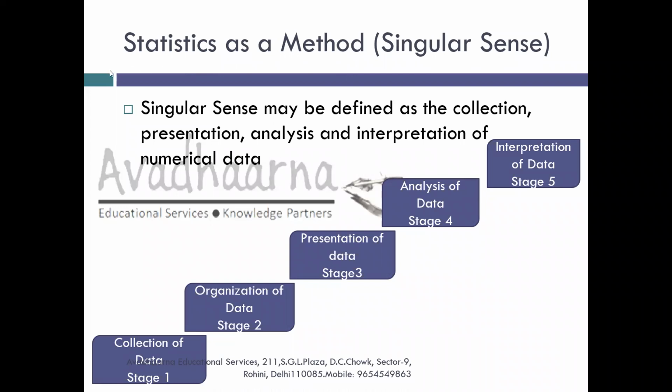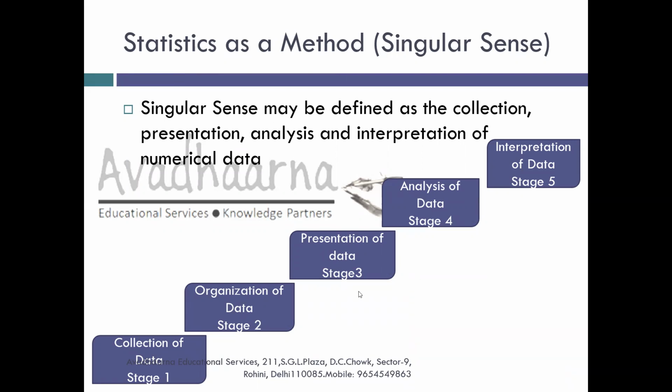Now let's move to the meaning of statistics as a method in singular sense. So singular sense may be defined as the collection, presentation, analysis, and interpretation of numerical data. So in the first stage, data is collected. In the second stage, it is organized in a systematic manner, maybe in increasing order, decreasing order, or tabular presentation. Fine, it is organized in a systematic manner.